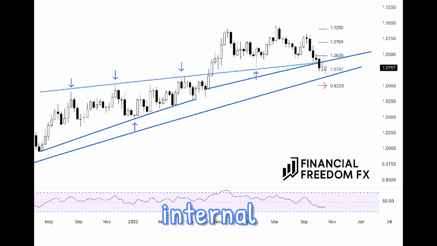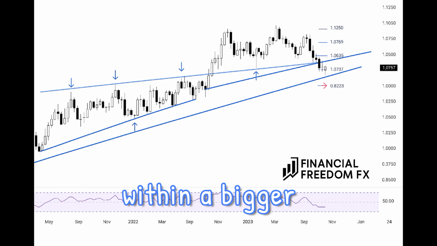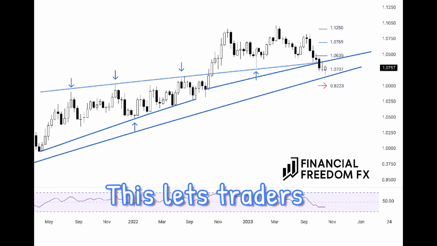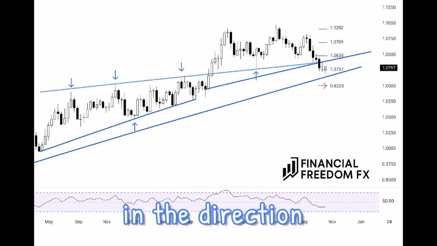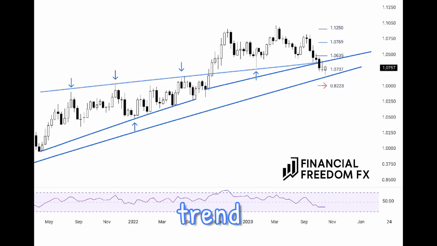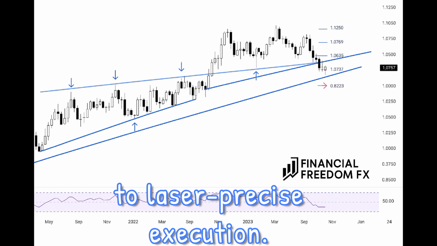It shows internal market weakness within a bigger structure. This lets traders plan a short trade in the direction of the higher time frame trend with pinpoint entry. This is how you go from general market bias to laser-precise execution.